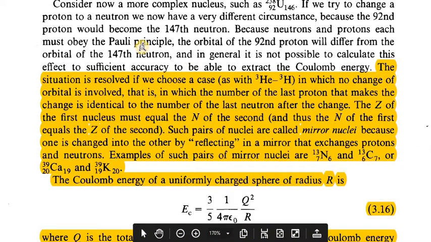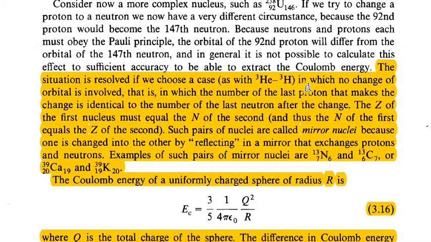The situation is resolved if we choose a case like 3He, 3H in which no change of orbital is involved. That is, in which the number of the last proton that makes the change is identical to the number of the last neutron after the change. The Z, the number of protons of the first nucleus, must equal the number of neutrons of the second, and thus the N of the first equals the Z of the second. Such pairs of nuclei are called mirror nuclei because one is changed into the other by reflecting in a mirror that exchanges protons and neutrons.